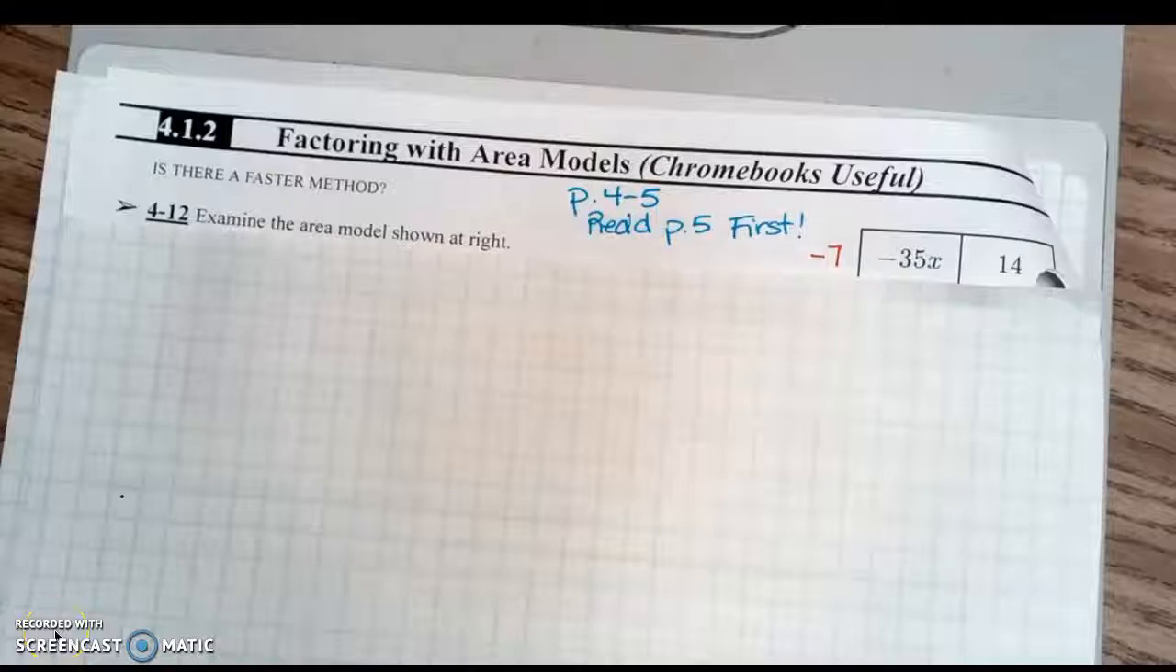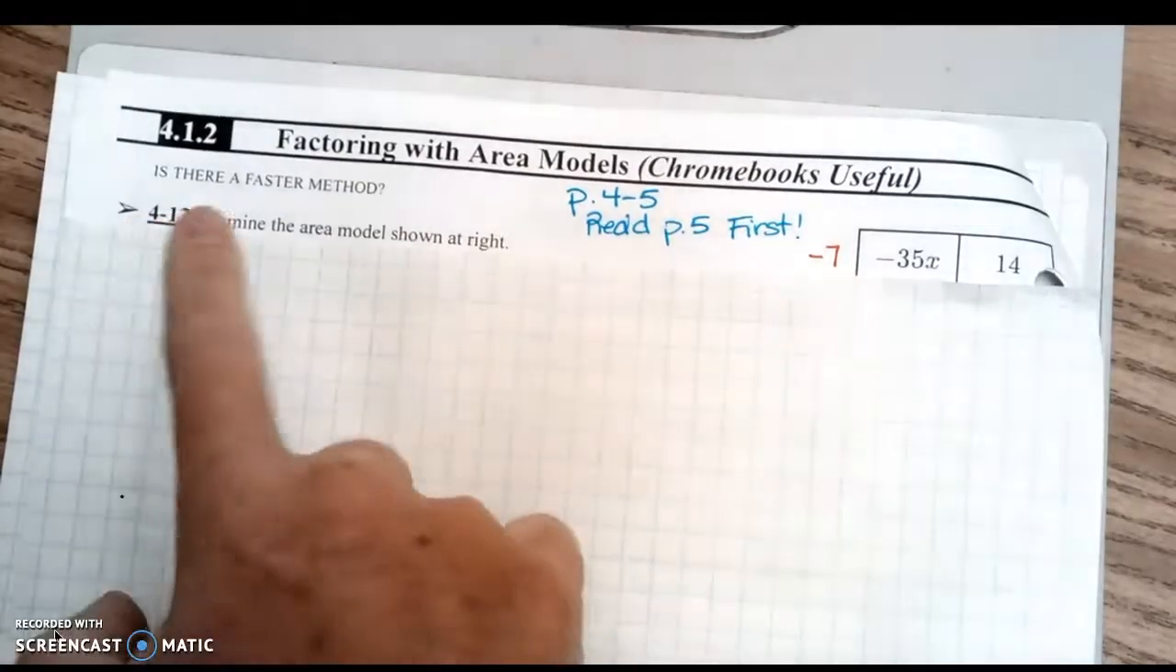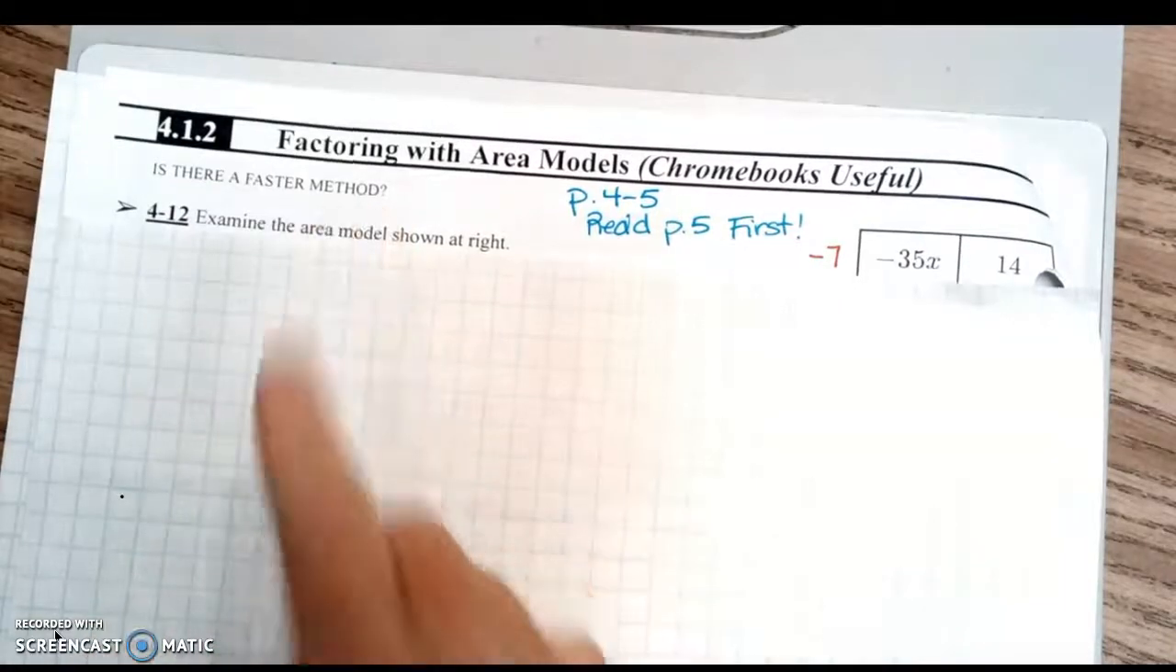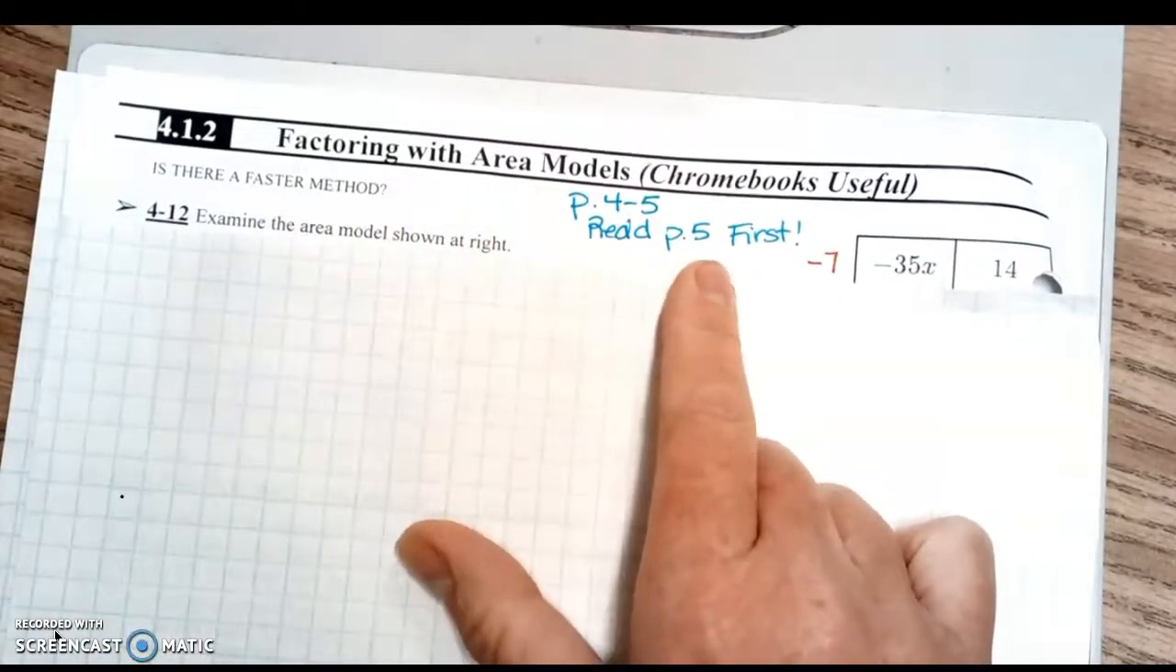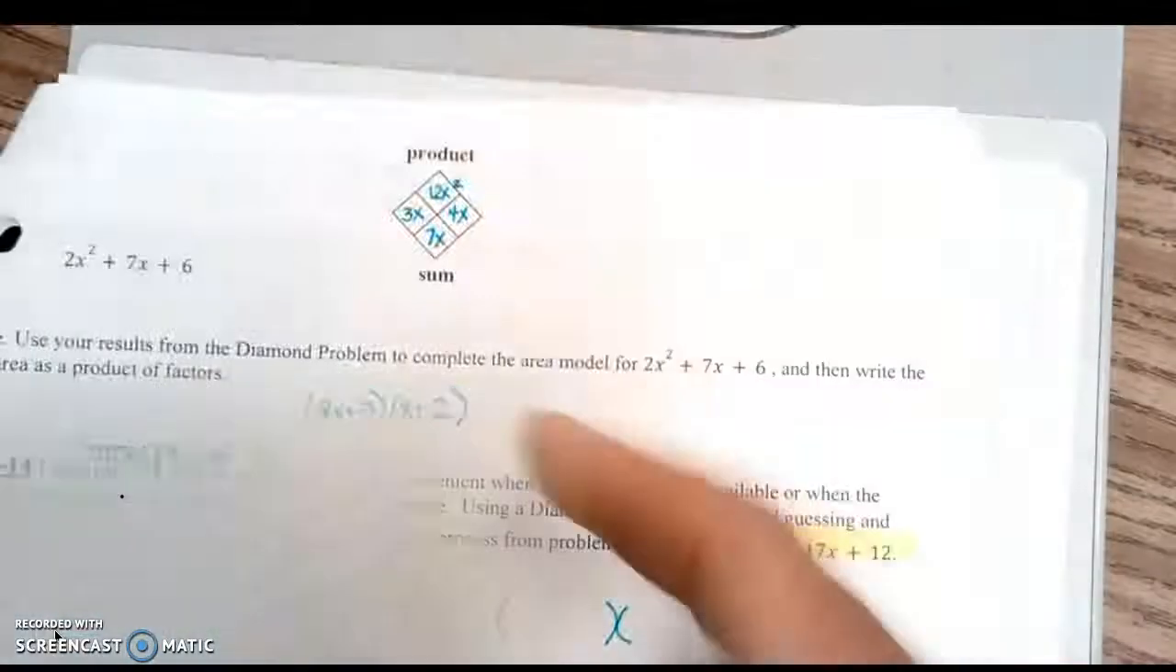Section 4.12, which is titled Factoring with Area Models, and your Chromebook will be useful. So if you want to pull that out in a minute, you can. And we're going to be answering the question, is there a faster method? So we're going to be completing pages 4 and 5, but we're going to read the bottom of page 5 first. So flip over to page 5, down at the bottom.